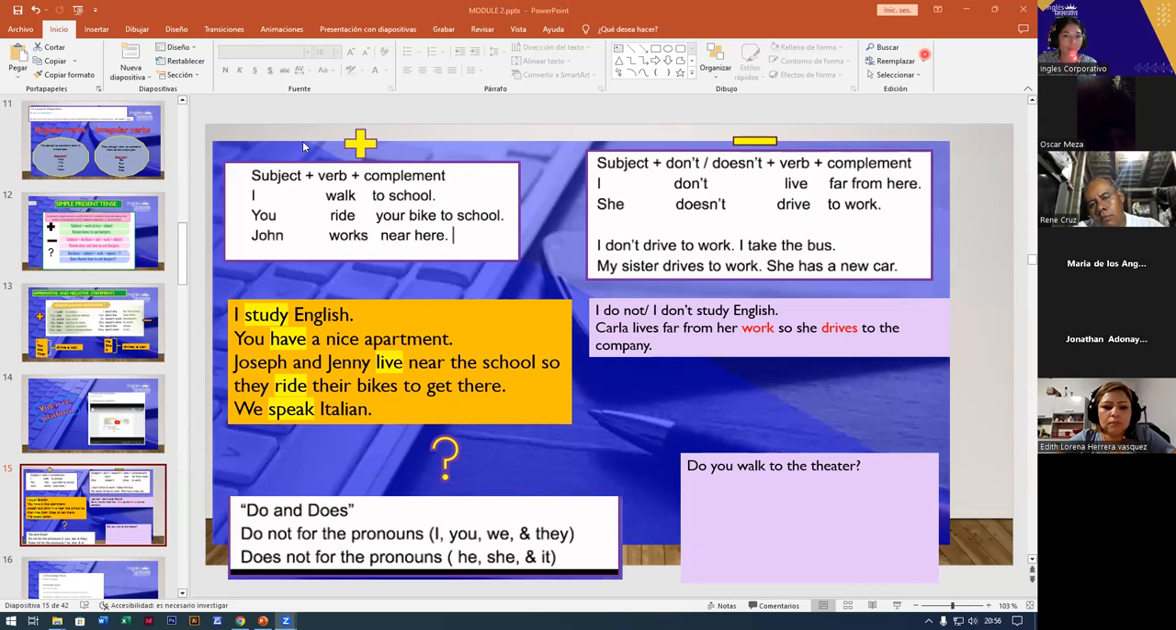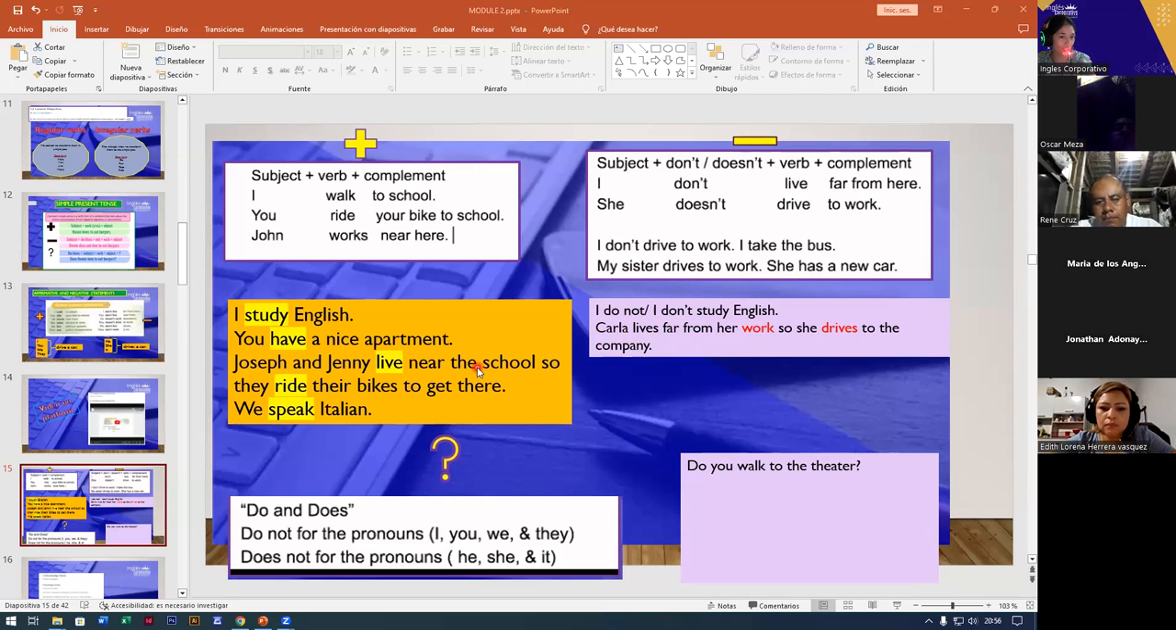Now, in the other examples, we have negative. I don't live far from here. She doesn't drive to work. I don't drive to work. I take the bus. My sister drives to work. She has a new car. So this is also for third person, right? In the affirmative, but in the negative, you use doesn't. I do not, or I don't study English. Carla lives far from her work, so she drives to her company. This is third person form.